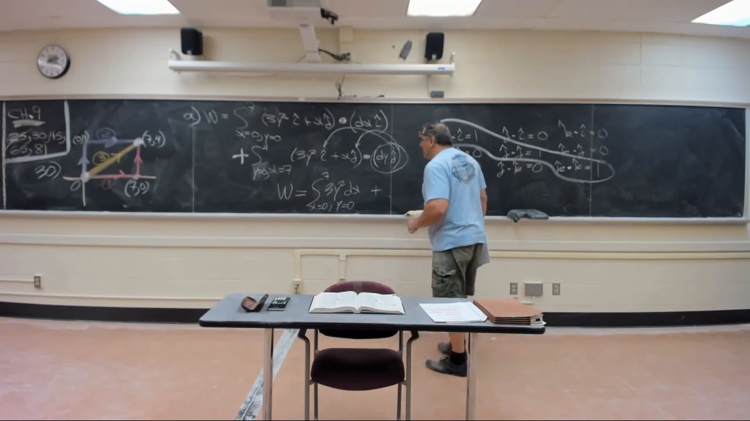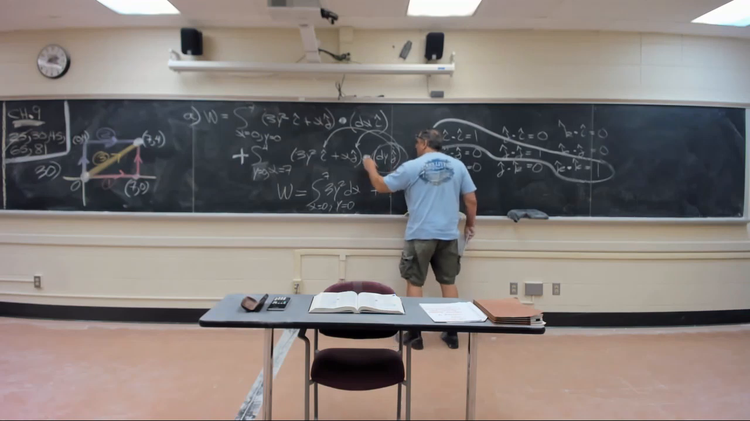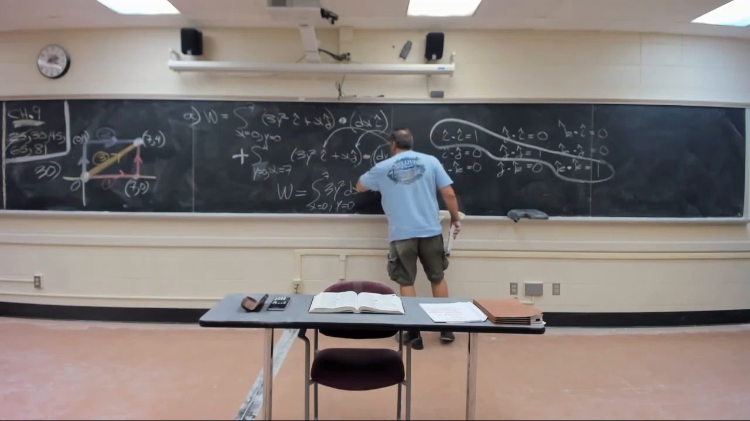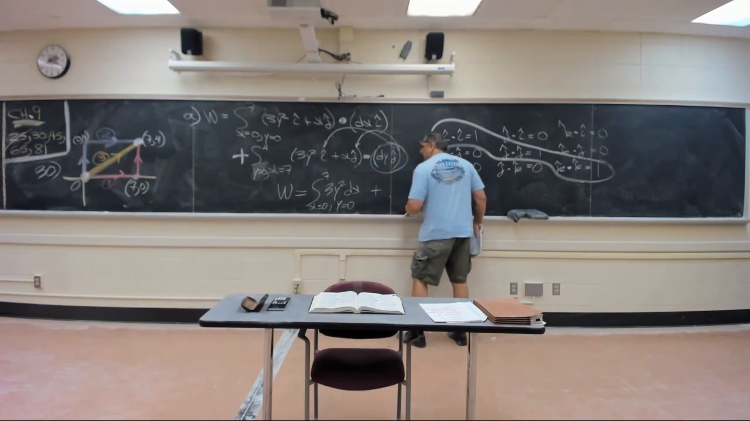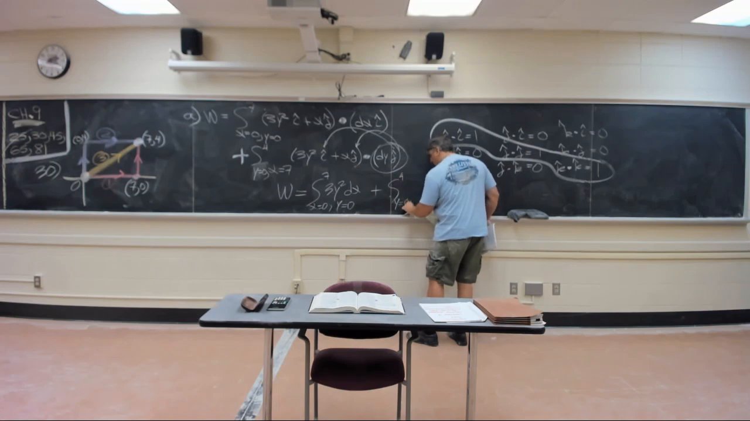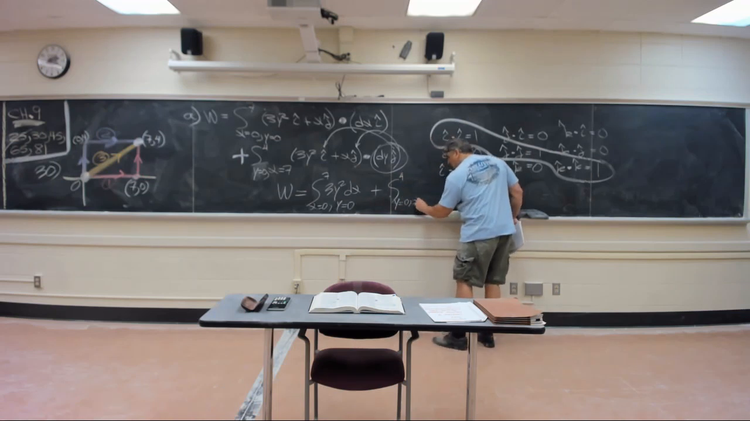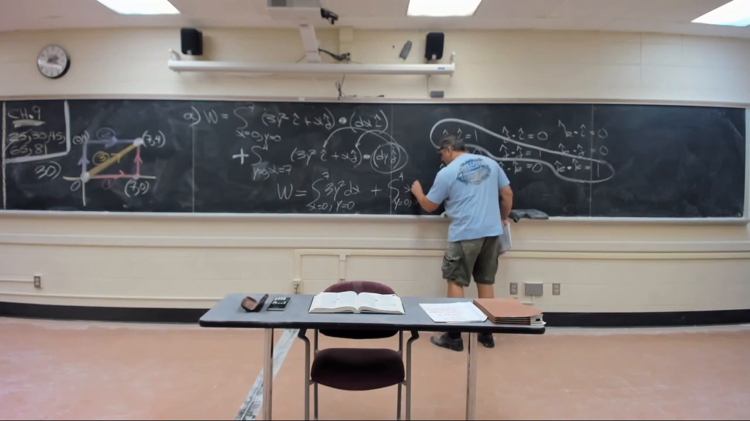The other one is saying j hat dot i hat is 0. j hat dot j hat is 1, so you got y equals 0 to y equals 4, x equals 7, x dy. Okay, what's going on here?